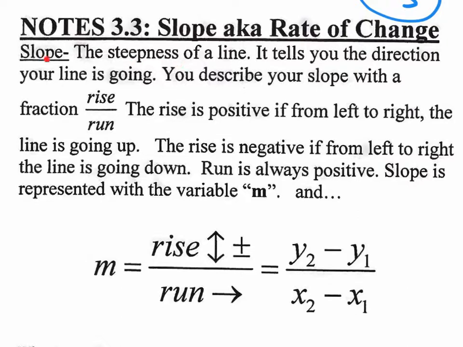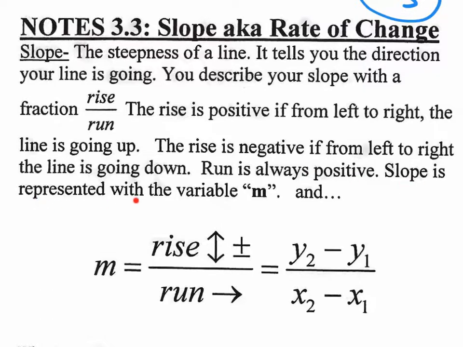So slope is the steepness of a line. It tells you the direction your line is going. You describe your slope with a fraction. Okay, so this is something that we need to really learn. This is very, very important. A slope is really a fraction, okay? And the top number is the rise and the bottom number is the run. So the rise is positive if from left to right the line's going up, okay? If the rise is negative from left to right, it's going down, okay? So the run is always positive.